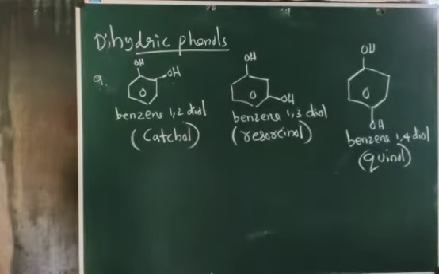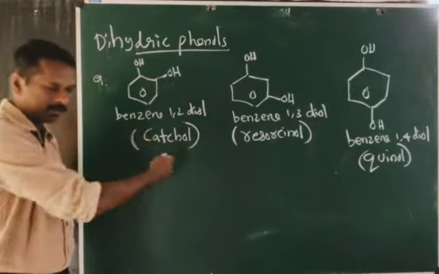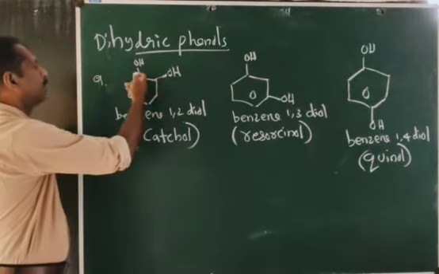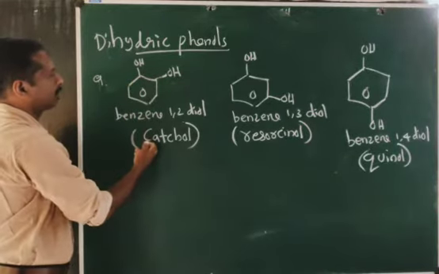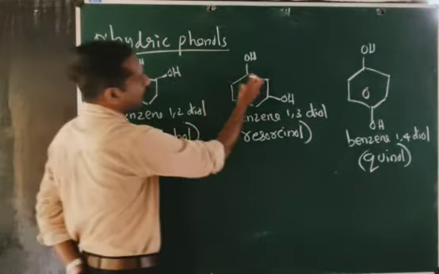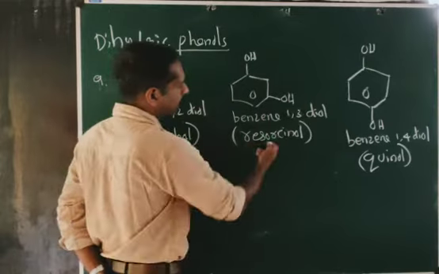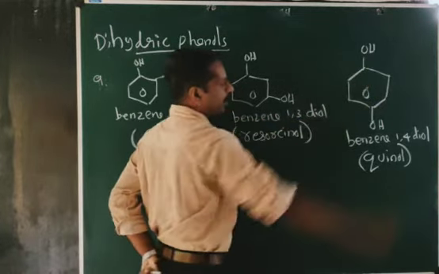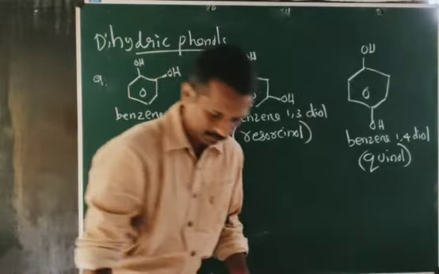Okay, this is the second classification, dihydric phenols. That means there are 2 OH groups. This is benzene 1,2 diol, known as catechol. This is benzene 1,3 diol, resorcinol, and this is benzene 1,4 diol, which is known as quinol.